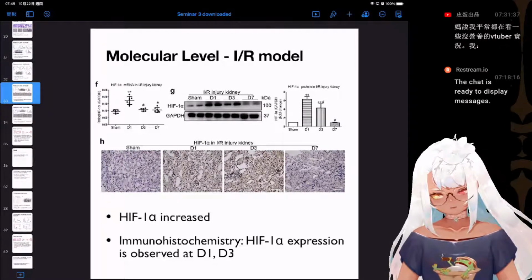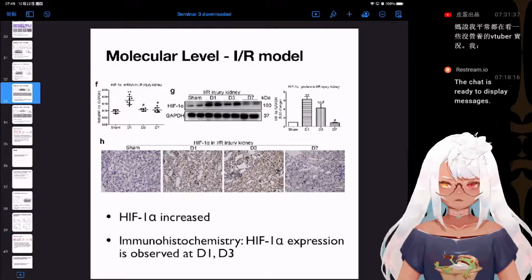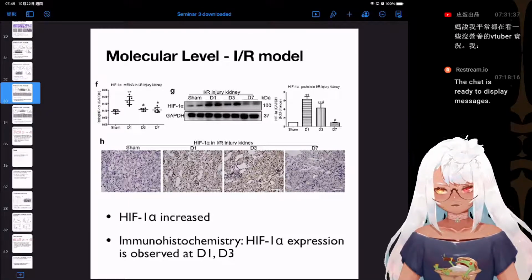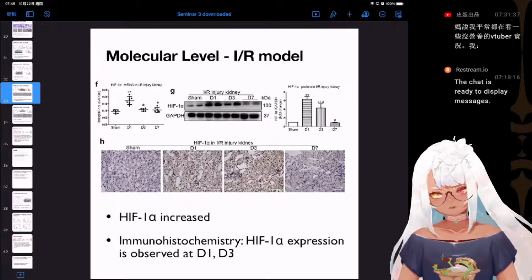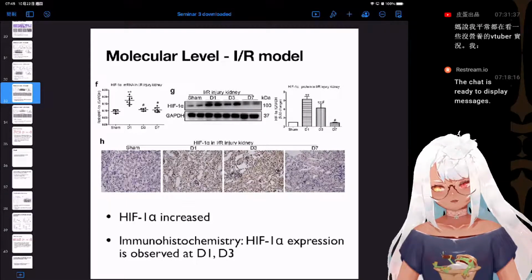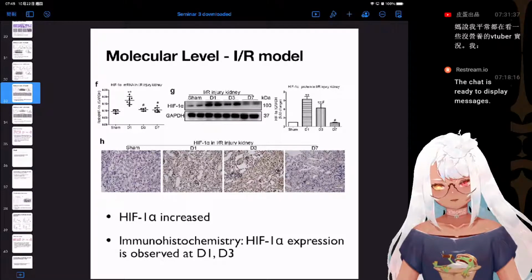So we know the time point where these inflammatory markers increase. The above experiment gives us a message about when TI will occur in terms of histology and molecular level.